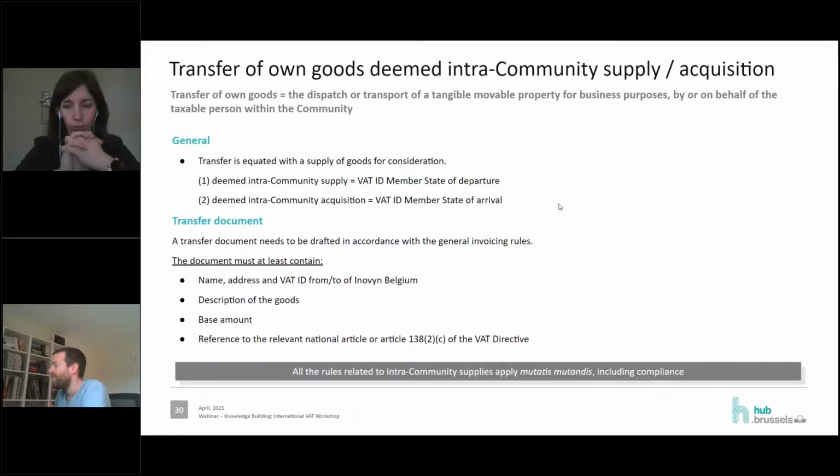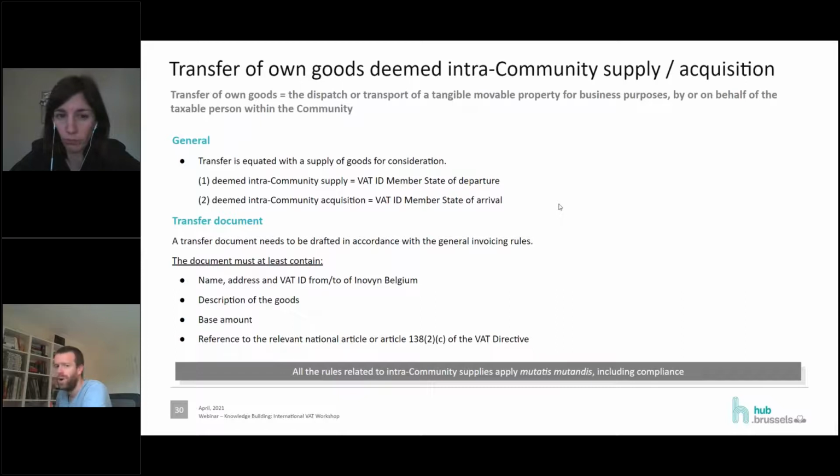A deemed intracommunity acquisition of goods is just when you're making a transfer. So if you are located in two countries, let's say Belgium and France, you are actually only transferring goods from Belgium to France. You're not selling it to a customer. You only transfer your own goods, and that's what we call a deemed intracommunity supply of goods.